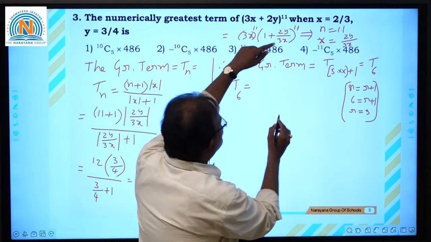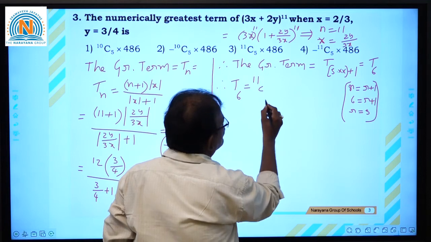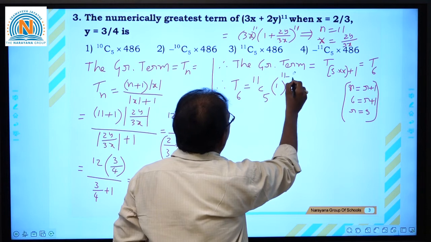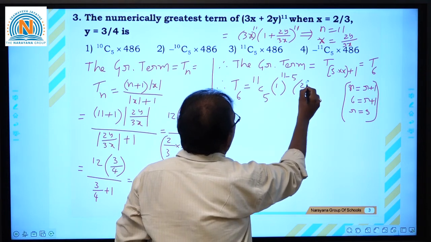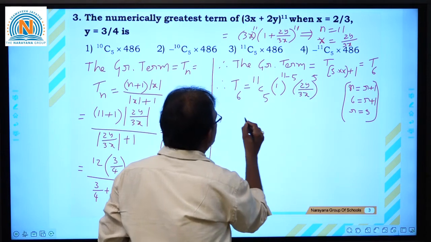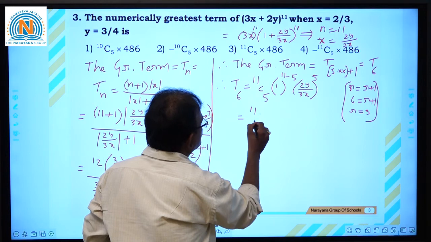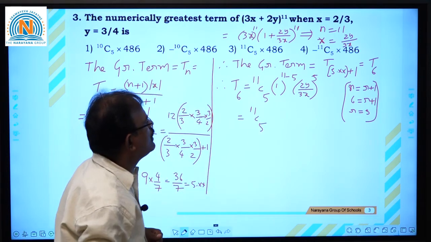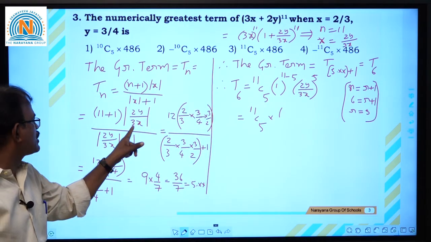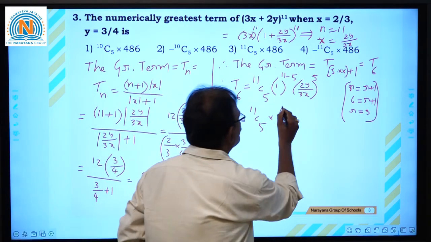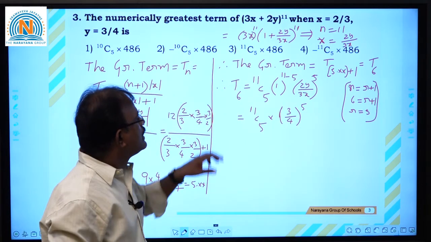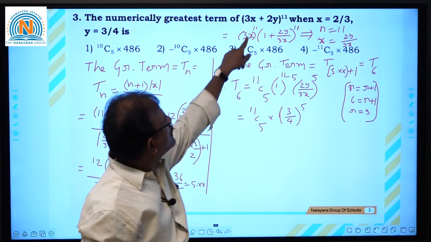So n is 11C5 into the first term, 1 whole power 11 minus 5, into the second term, 2y by 3x whole power 5. Okay, so this is 11C5, 1 power something, leave it. And one more thing, you simplified here, 2y by x value is 3 by 4. You take the same, 3 by 4 whole power 5. Okay, now numerically greatest for the given term.